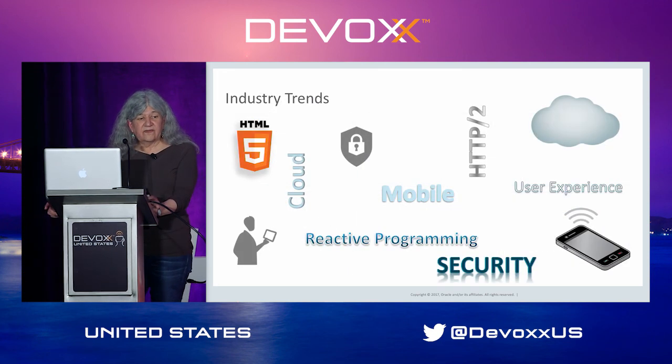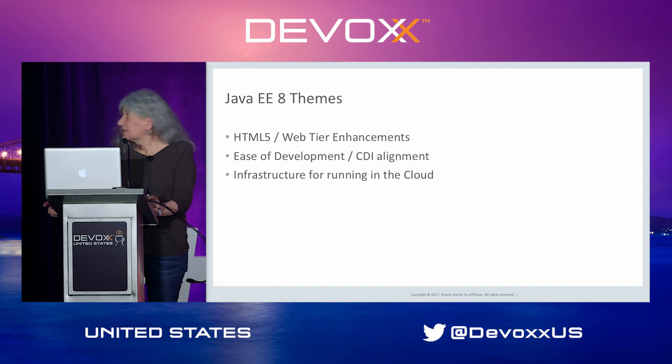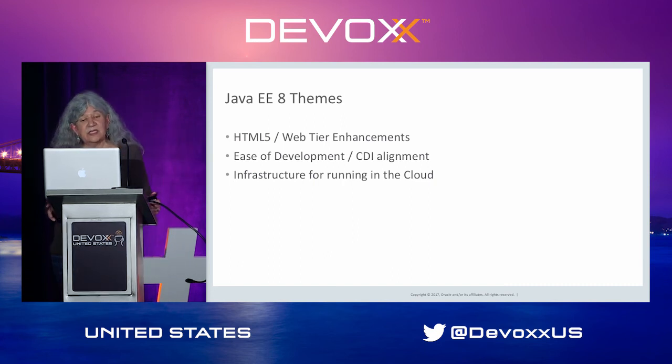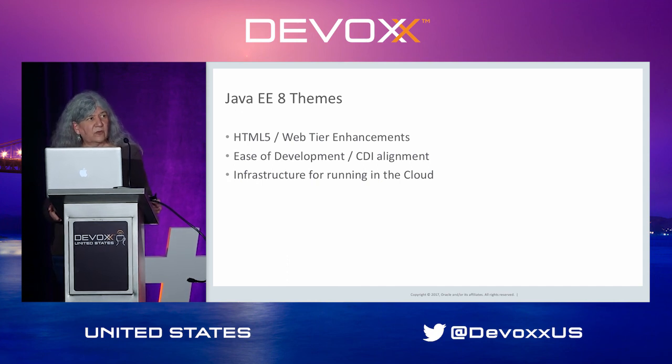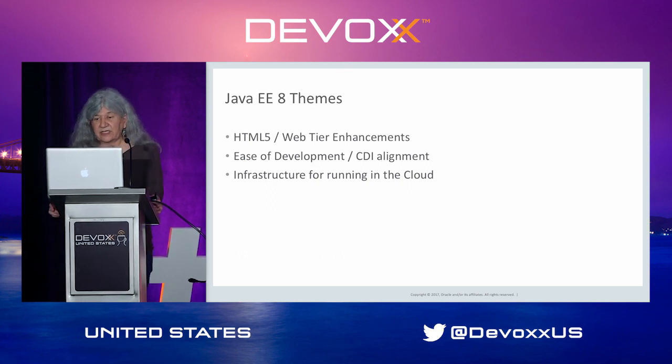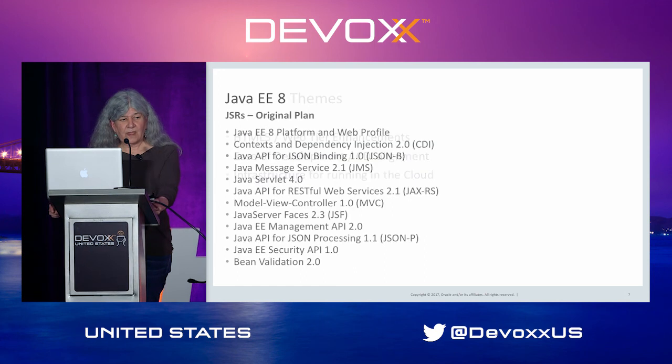So we identified, oh, this is driving me nuts. We identified a number of themes that we wanted to focus on for Java EE8. Again, continuing our work for HTML5 and web tier enhancements, ease of development through CDI, and modernization of our infrastructure.